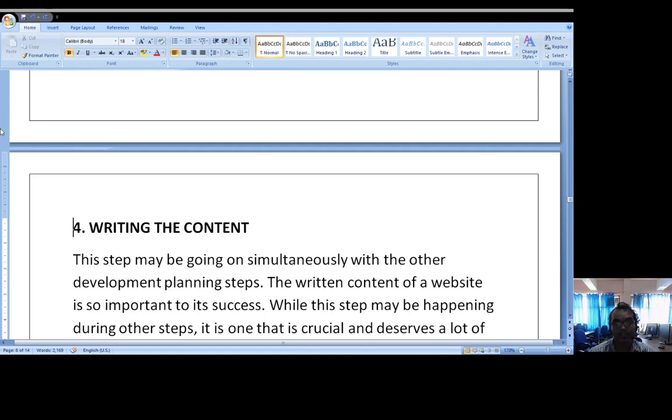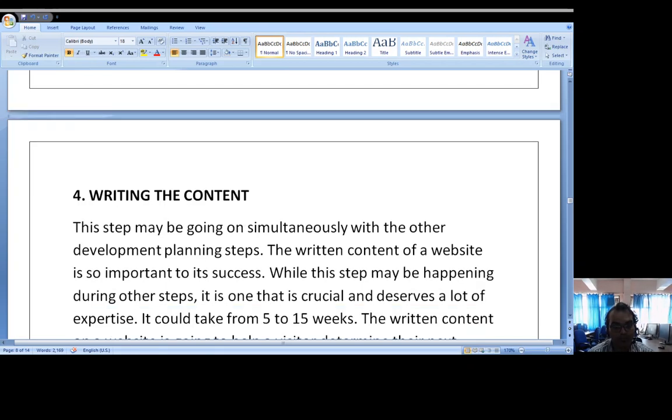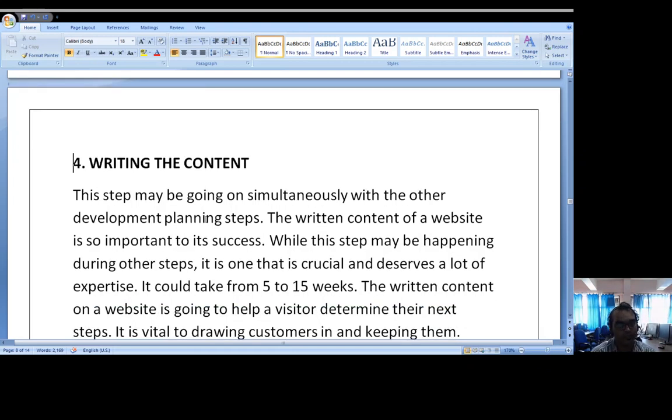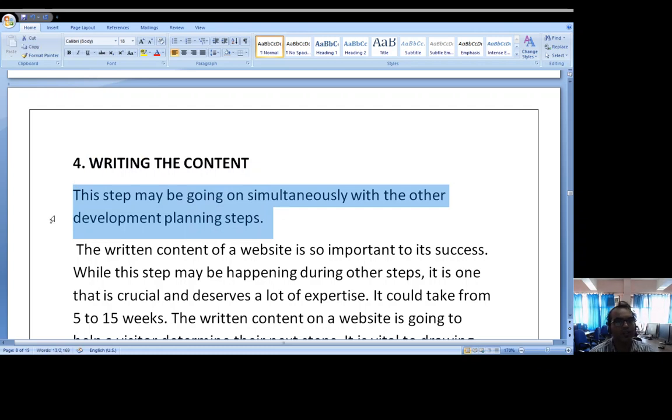Now let's move to the next part, that is writing the content for our website. What really is needed in writing the content for our website? This step may be going on simultaneously with the different planning steps. As I discussed with you at the start of this topic, the human mind is a very fickle one. You usually figure out an idea in the wake of the moment, and then it gets touched with different information, and the originality of the ideas gets lost.